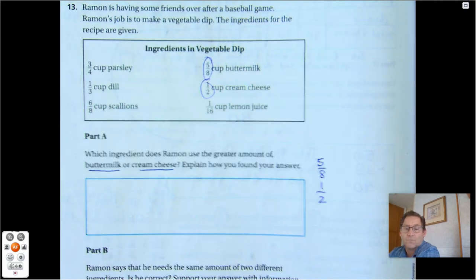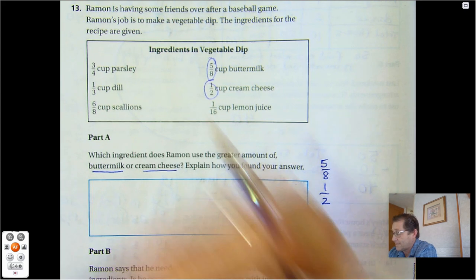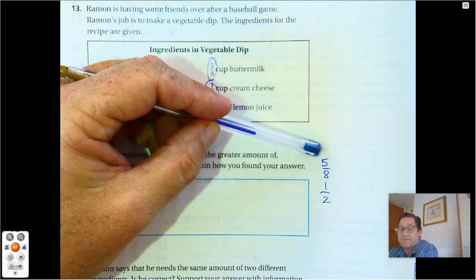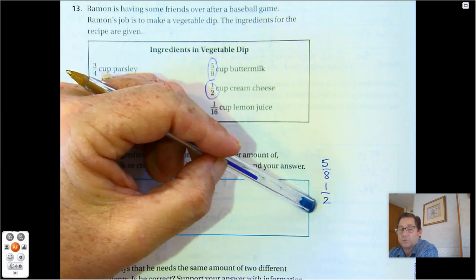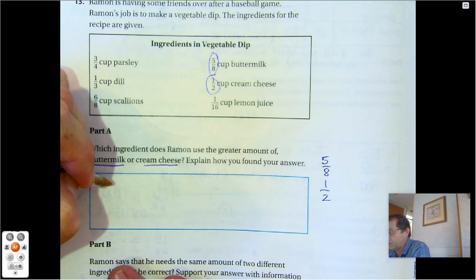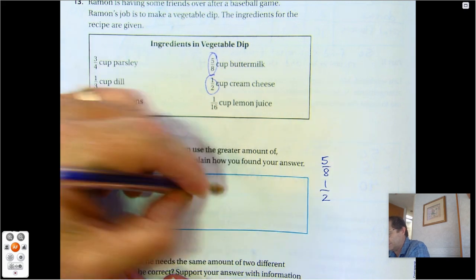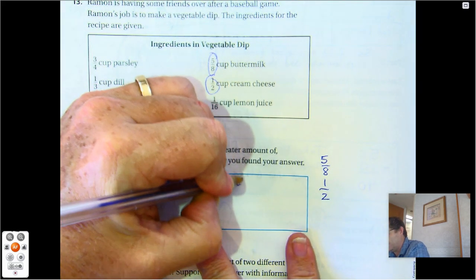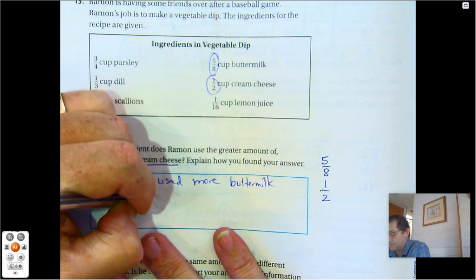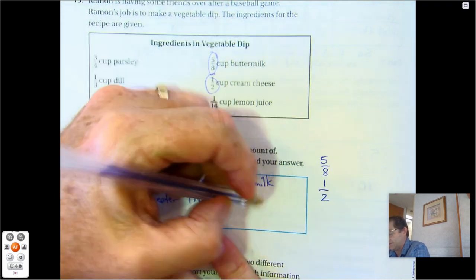Well, compare to benchmark, right? What's 1/2 of 8? 4. 4/8 is smaller than 5/8. 4/8 is equal to 1/2. So 5/8 is what they used the most of. He used more buttermilk. 5/8 is greater than 4/8 or 1/2.